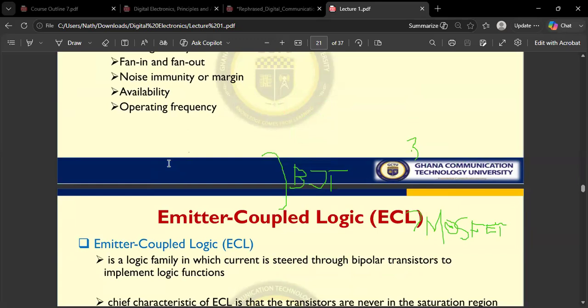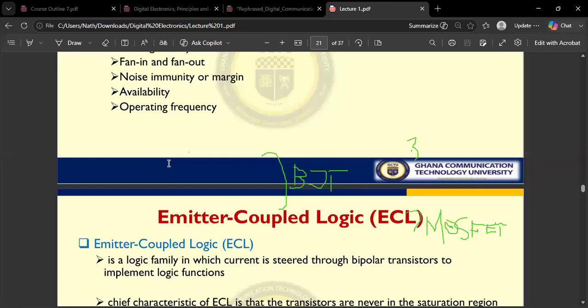Then we have availability. For the family you are choosing, is it available on the market? You should be able to answer these questions before even going in for that family. Then the operating frequency. You just have to know, for your work, which operating frequency you are going to use. If you know that operating frequency, then you know which family to choose, right?